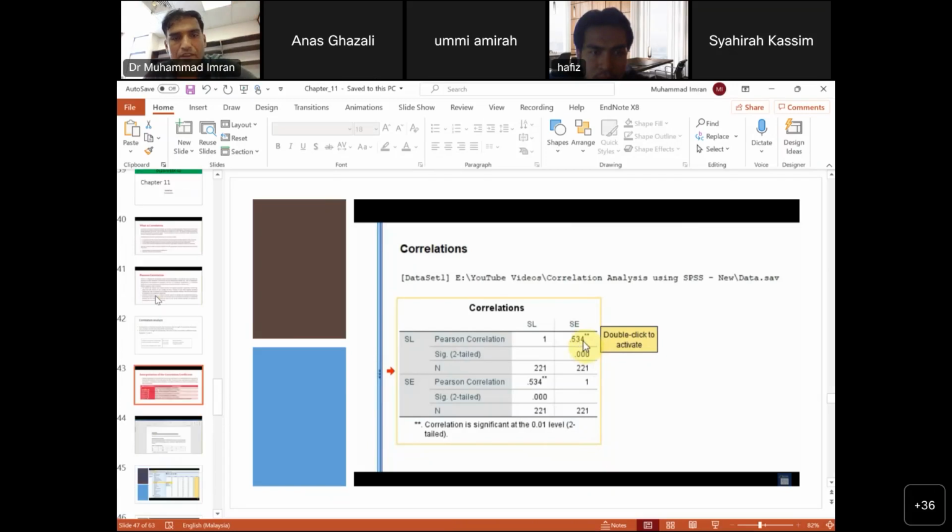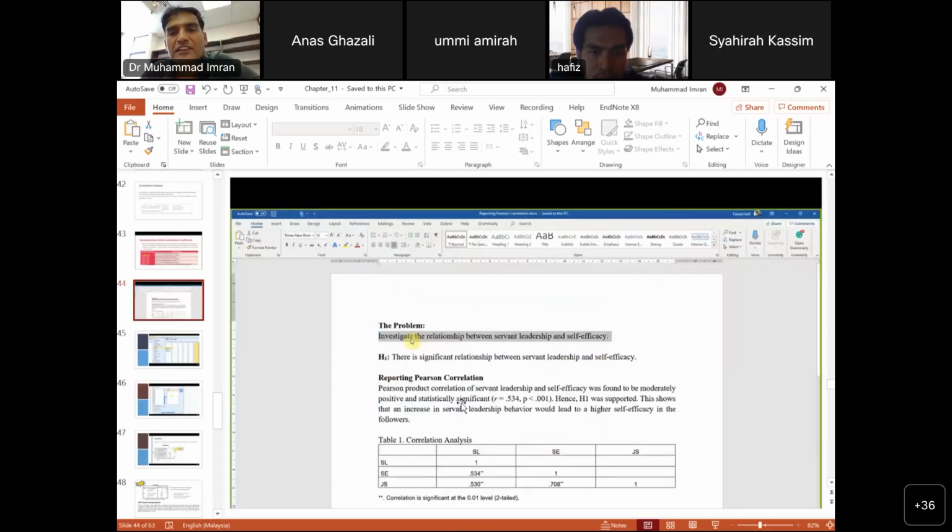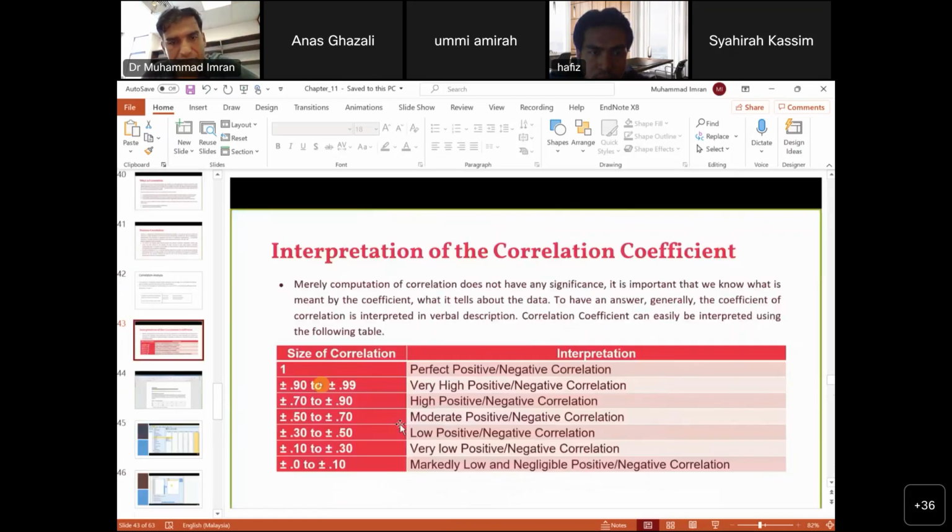Let's see here. The Pearson correlation of servant leadership and self-efficacy was found to be moderately positive. Moderately how? Because the value is 0.54. We can check here. 0.54, where? Here. Moderate positive here. Okay? Moderate positive, but not negative because we don't have a negative sign there. Understand? Got it?